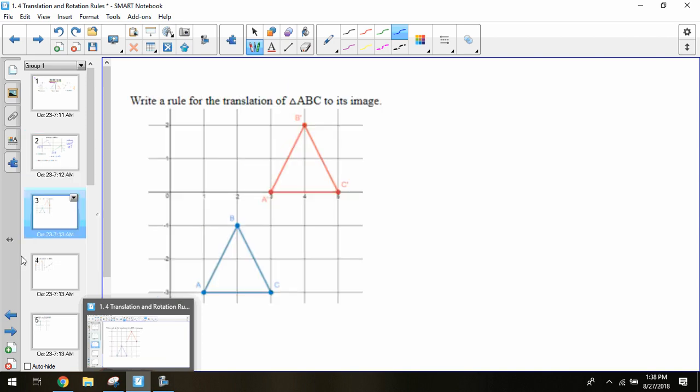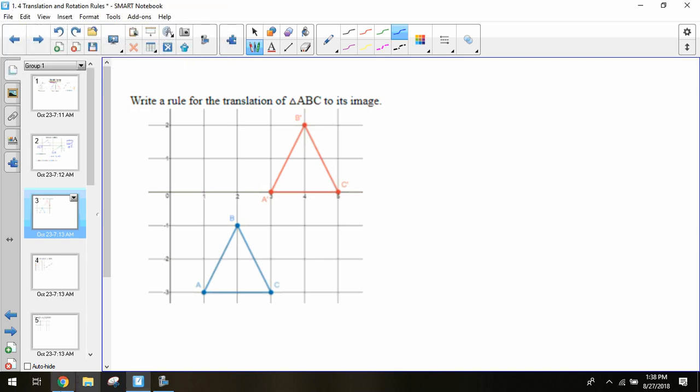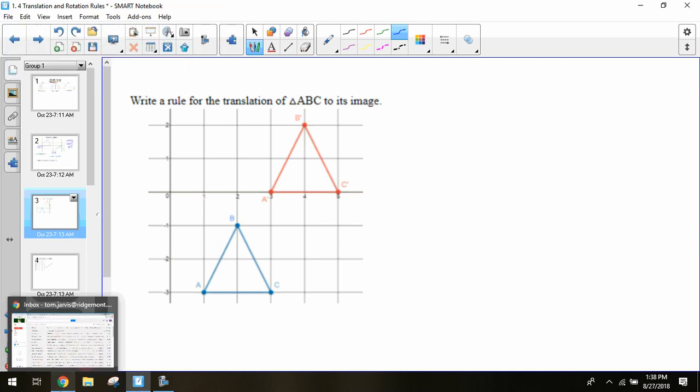So let's see another one. We need to write this rule right here. Sorry for that. We have these two triangles, ABC in the blue and A prime, B prime, C prime in the red. We need to write what the rule is. Once again, I like to write the words and then write the rule from that. If I were to write the words on what I see happening, I would say it moves 2 spaces to the right. So I'm going to say right 2.